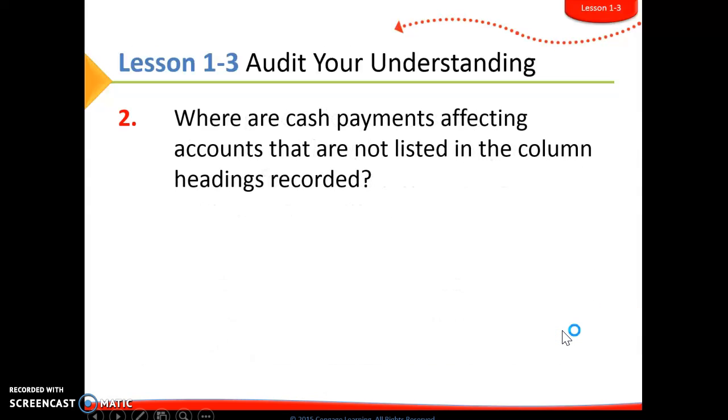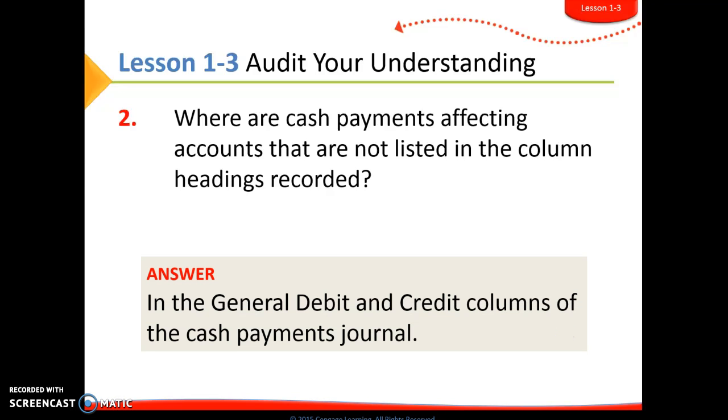Number 2, where are cash payments affecting accounts that are not listed in the column headings recorded? So what they're asking here is if we don't have a special amount column, where do we record those accounts? Those would be listed in the general debit and credit columns of our cash payments journal.